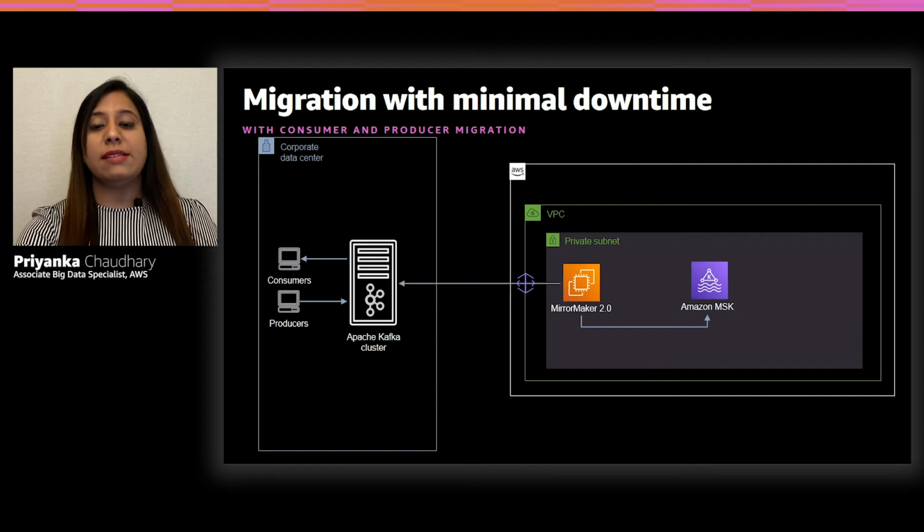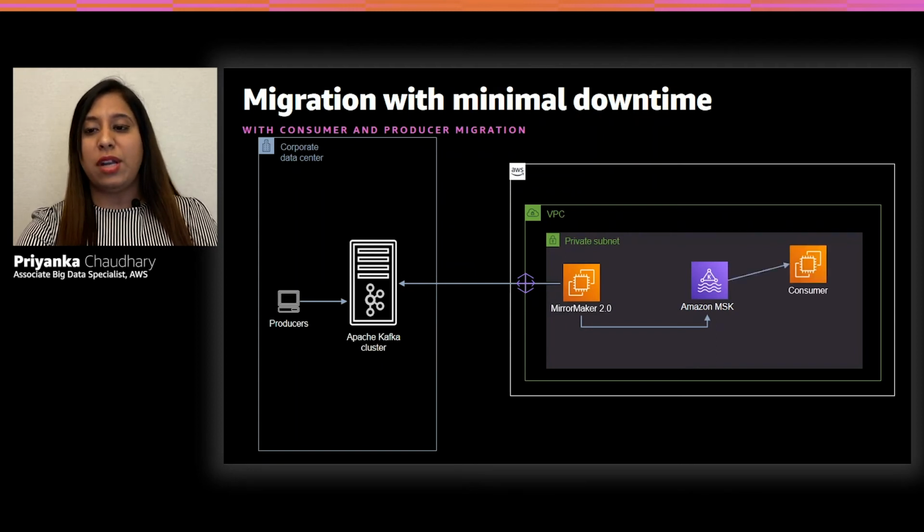Once MirrorMaker is set up properly and all the configurations are done, you can stop the consumer. Once the consumer is stopped, we wait for the consumer offset to get synced between source and destination. So let's wait for that. And once the consumer offset is synced, we can move our consumer to the destination cluster.